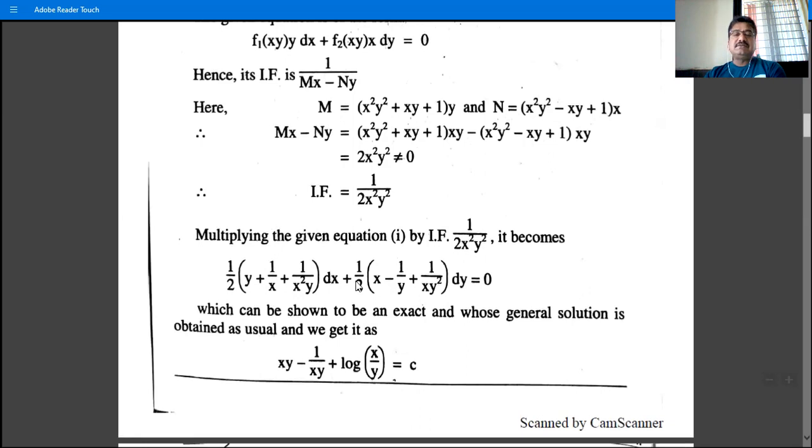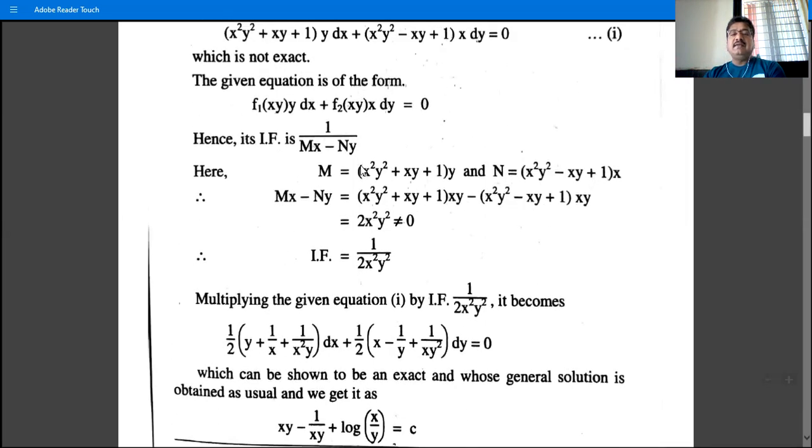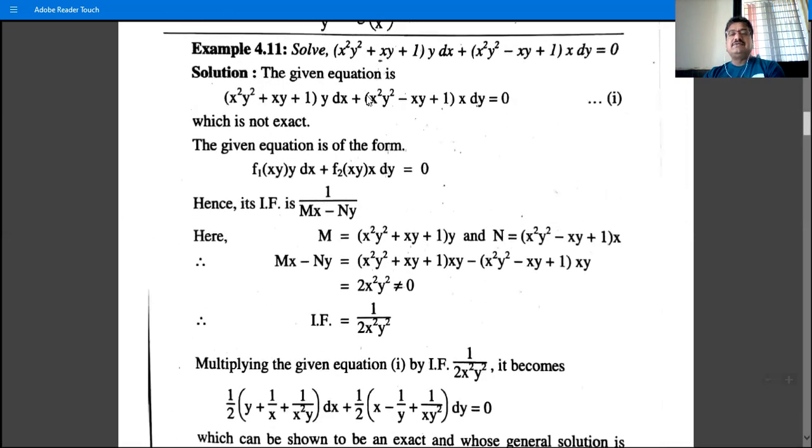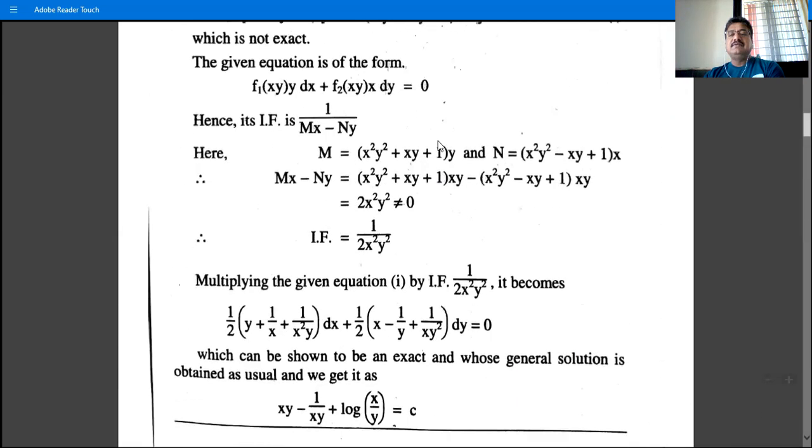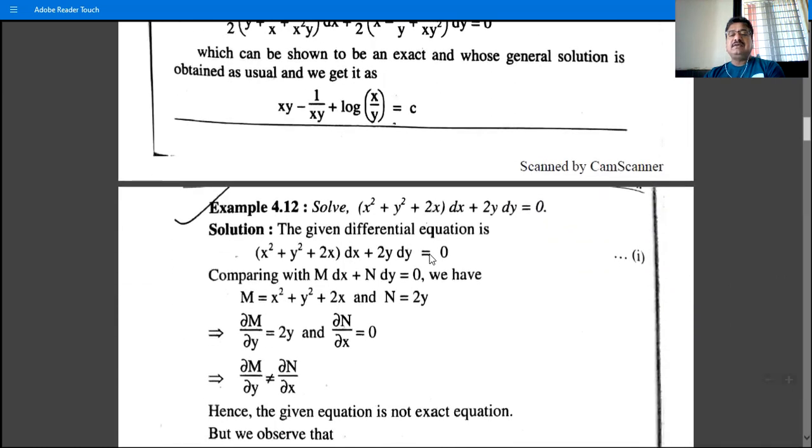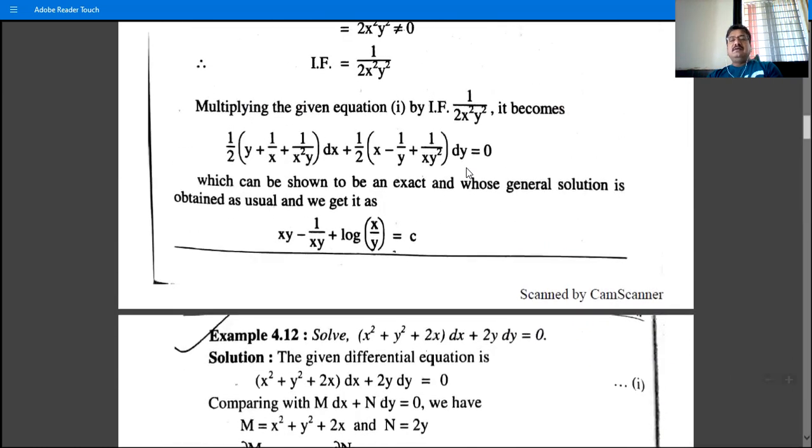Take 1/2 as a common factor. Then 1/2, again 1 by 2 x square y square. So we have x minus 1 by y plus 1 by x y square dy is equal to 0. So after multiplying this by 1 by 2 x square y square, we have this. Okay, and this is the exact differential equation which can be shown to be exact. So no need to show that this is the exact differential equation.